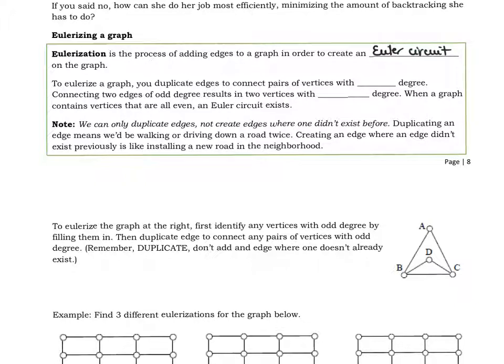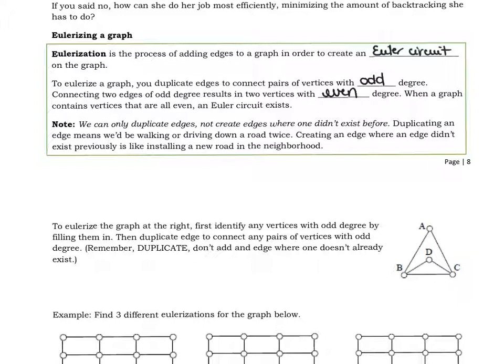Okay, so the problem is, remember, to have an Euler circuit, you need vertices all with even degree. So in order to Eulerize a graph, what we need to do is get rid of the vertices of odd degree. And so we're going to duplicate edges to connect pairs of vertices with an odd degree. When you do that, of course, it results in two vertices with even degree, because when you add a degree, your odd number turns into an even, okay? And as soon as you have a graph where every vertex is even, now you have an Euler circuit, okay?